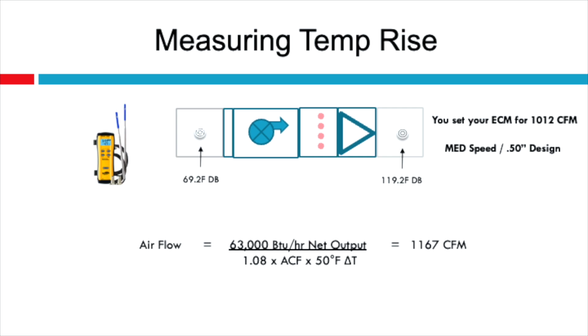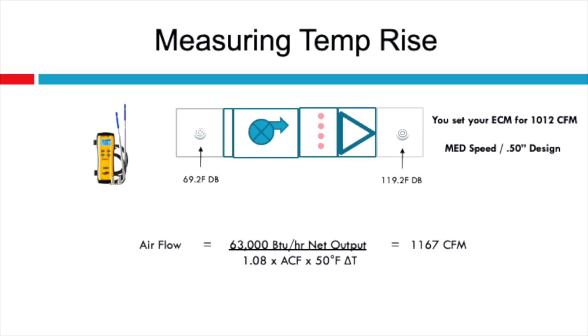I'm going to divide that by the constant of 1.08 for air. You're going to multiply that by any altitude correction factor. And if you're below, let's say, 1,100 feet, then you're not going to need an altitude correction factor. If you do, there's a great chart in that technician's workbook or guide for quality installation that I mentioned at the beginning of the presentation.